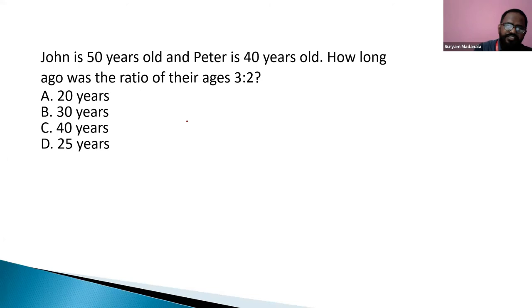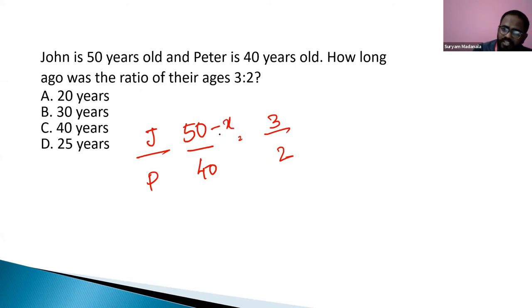Okay. So John is 50 years. Peter is 40 years. How long ago was the ratio of their ages 3:2? Okay, if I remove X years from here, I have to remove X years from here also because we have to go back. Long ago. They're talking about long ago. So whatever we are removing from John, the same age has to be removed from Peter also.